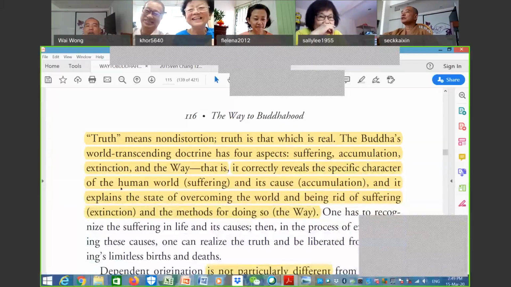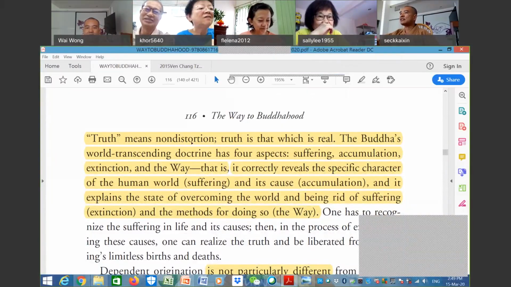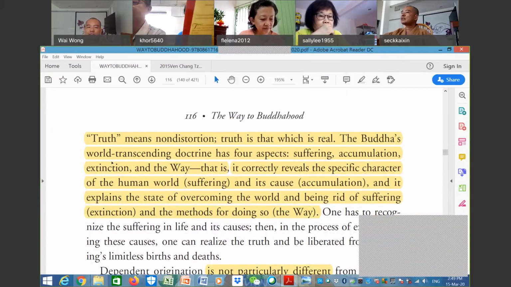Truth means non-distortion. This is the truth. Truth is that which is real. The Buddha's world-transcending doctrine has four aspects: suffering, accumulation, extinction, and the way. Let's take a look. Here, suffering is the effect, accumulation is the cause, extinction is the effect, and the way is the cause. Basically, the Four Noble Truths are cause and effect.